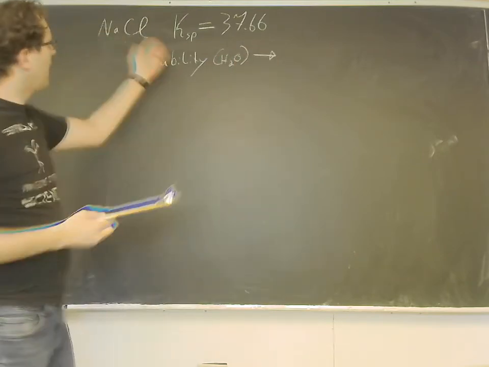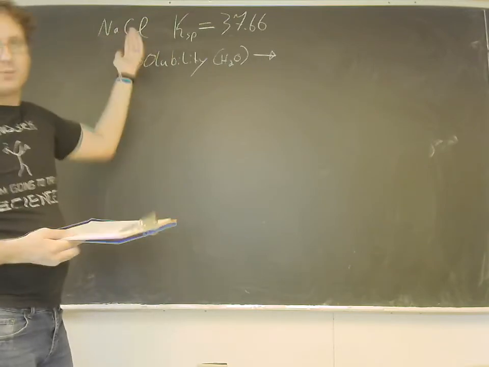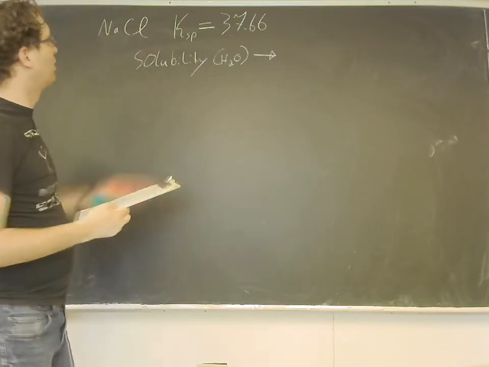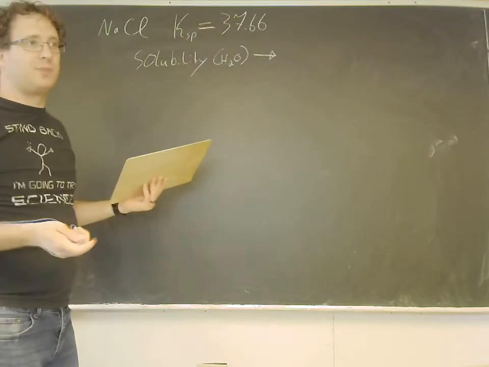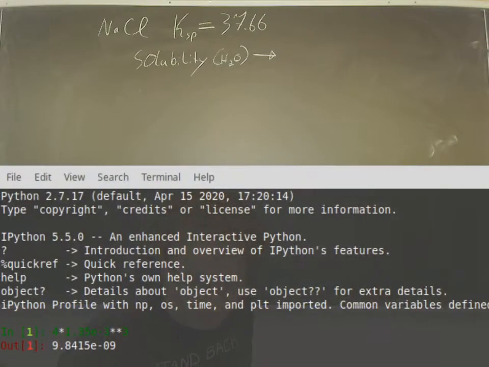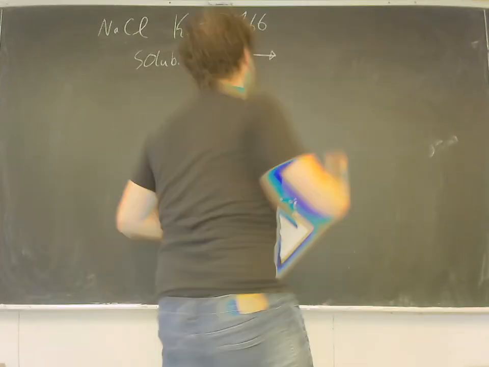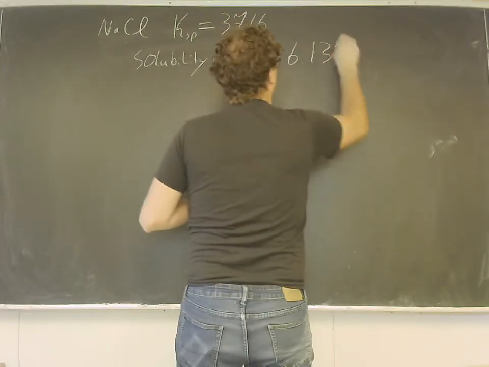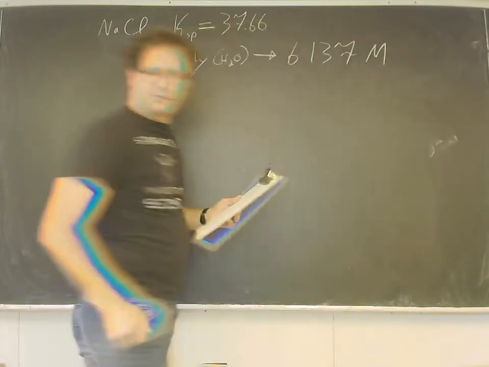We know that the KSP is going to equal x squared for a simple salt like this. And so the square root of the KSP is going to be the molar solubility. So let's just quickly find that. The square root of 37.66 looks like you can get about 6.137. We get 4 sig figs with this. That's nice. 6.137 moles per liter of sodium chloride in pure water.